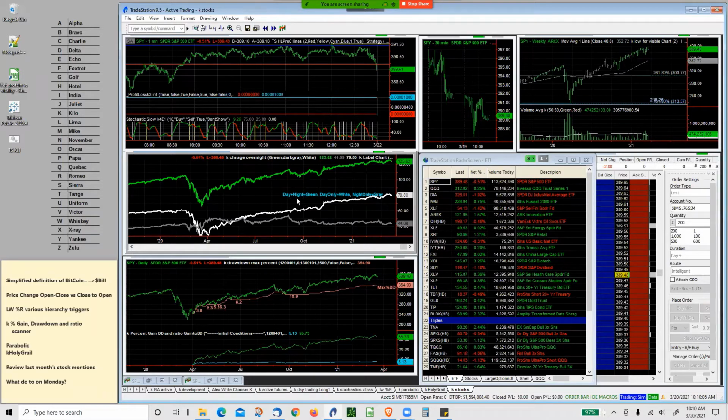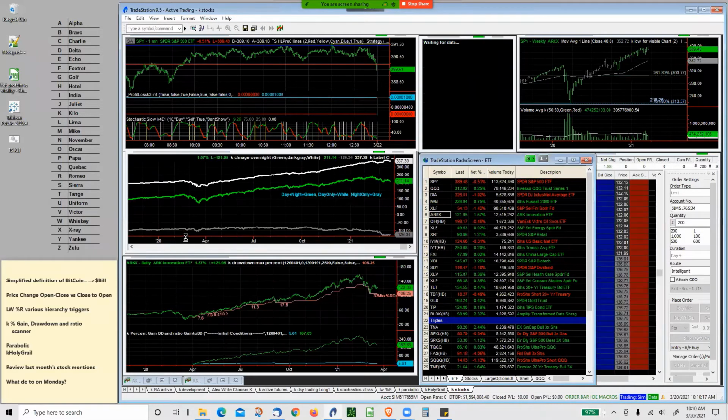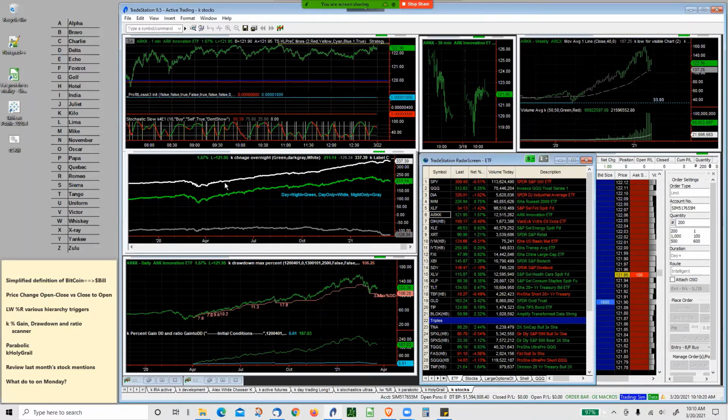It's just night, day plus night is green, day only is white, night only is gray. And we can go look at these things, like ARC was one of the ones we were looking at before, and you find out that almost all of the gains in ARC were during the daytime. Very, very little happened at nighttime at all. Actually, it dipped at night and it went up during the daytime. So I thought that was fascinating.